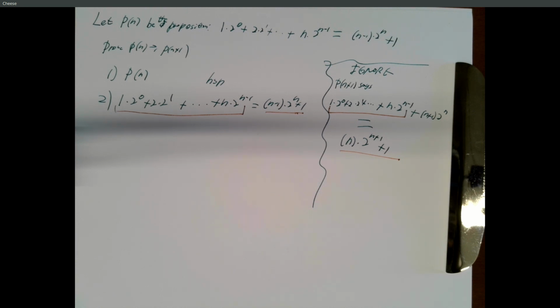n squared plus n. Okay, so we know this part's true. So all we have to do is prove that 2^n is still bigger than 2n plus 2. If we know this is bigger than this, then we're good. It'd be better to get this form. Can we prove that this one is smaller than this? Yeah, if we can prove that, then we can prove that.